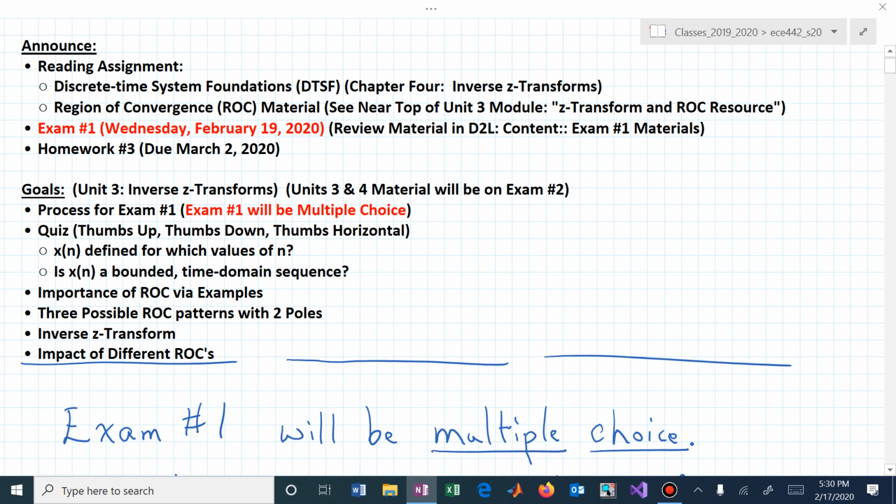But today what we are talking about is material that will be on exam number 2, but I think hearing it and understanding it will benefit you for exam number 1. Meaning we'll talk about region of convergence. We'll actually start today with a quiz, but before we do that, I want to give you the process for exam number 1 if you haven't figured that out by looking at some of the old practice exams.